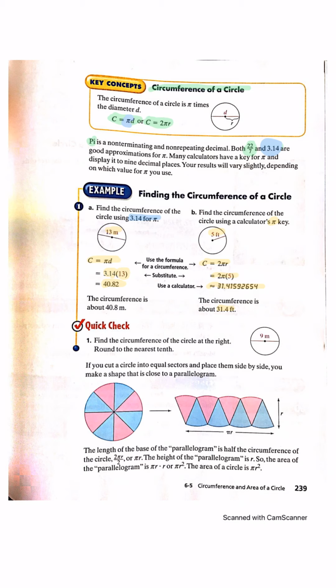So let's do a quick check. Find the circumference of the circle at the right, rounding to the nearest tenth. Go ahead and press pause and see if you can figure that one out on your own. So I'm going to go ahead and use a calculator, but you can do it either way.